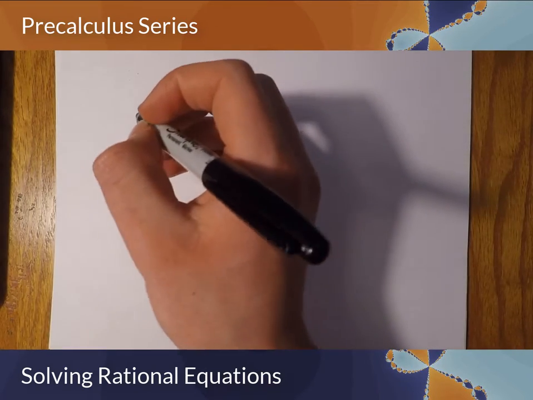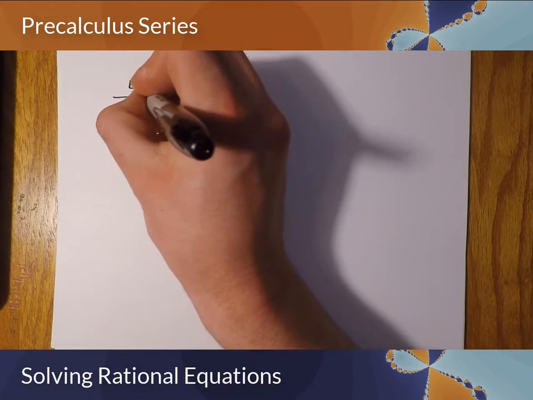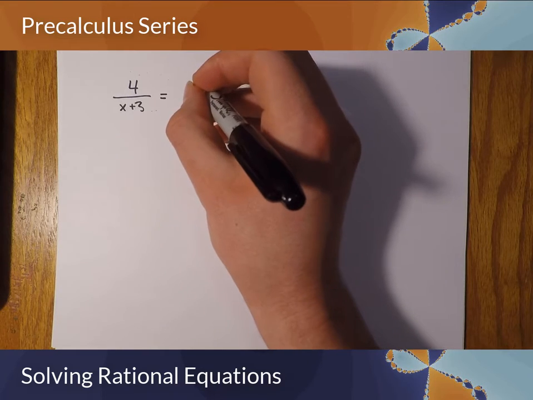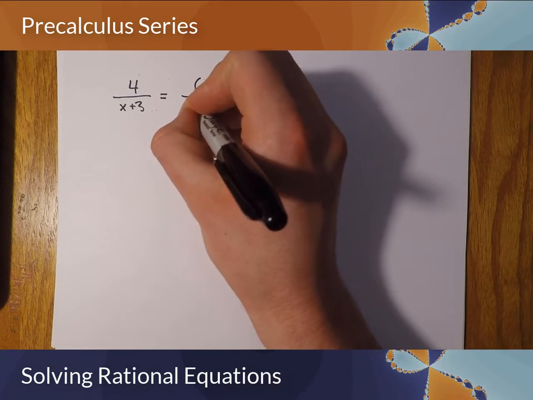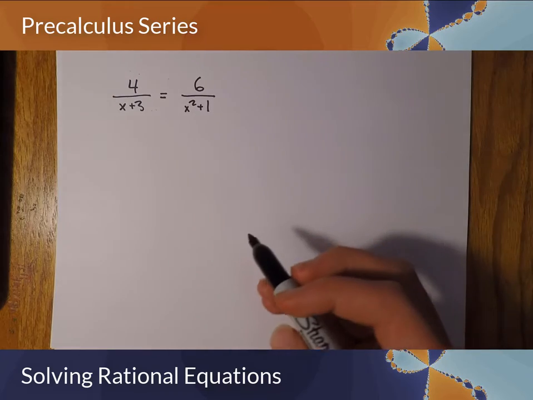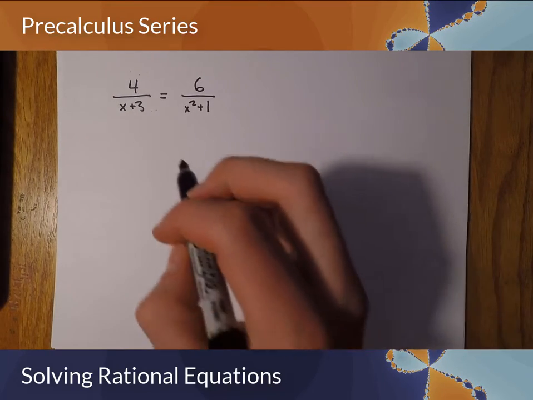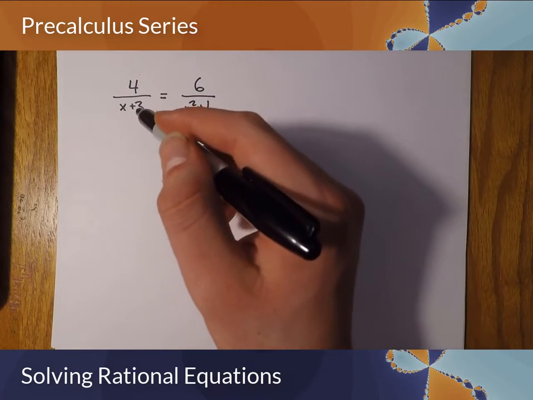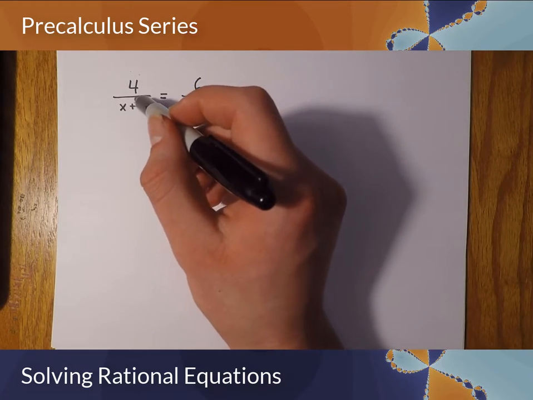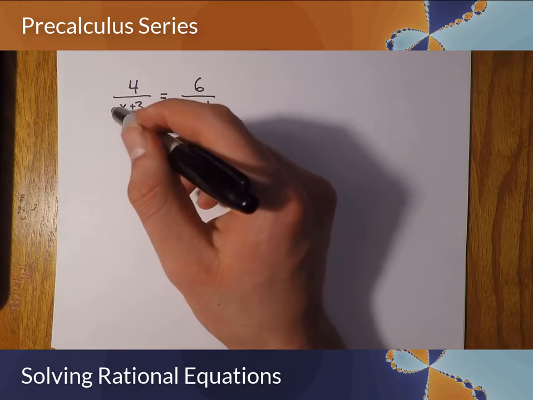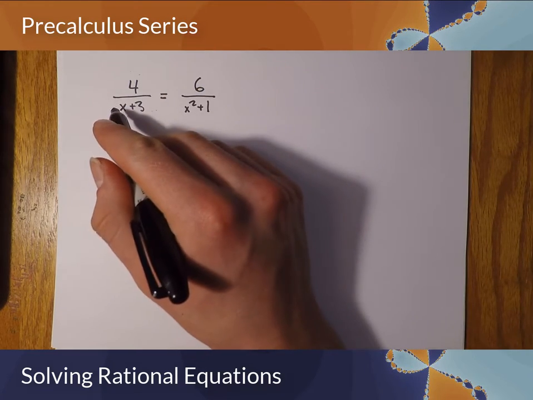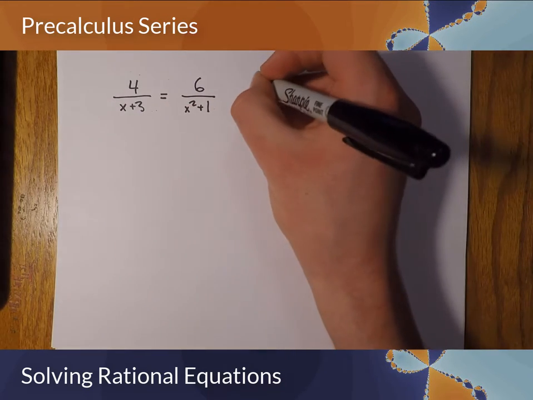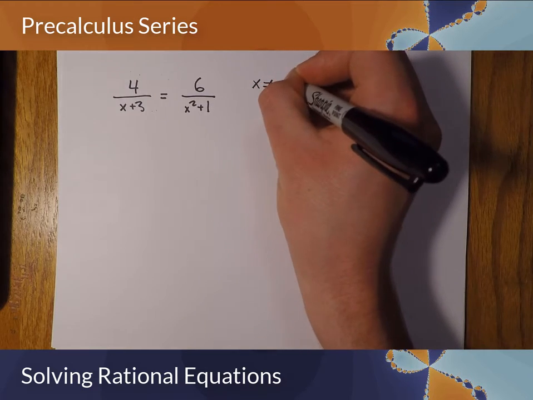So for my next example here, we're going to be solving the rational equation 4 over x plus 3 equals 6 over x squared plus 1. So the first thing we have to do when we're solving these rational equations is we have to make sure we know where this whole equation is undefined. So on the left side here, the denominator goes to 0 when x is equal to -3. And that's bad because 4 divided by 0 is undefined. So x cannot be equal to -3.